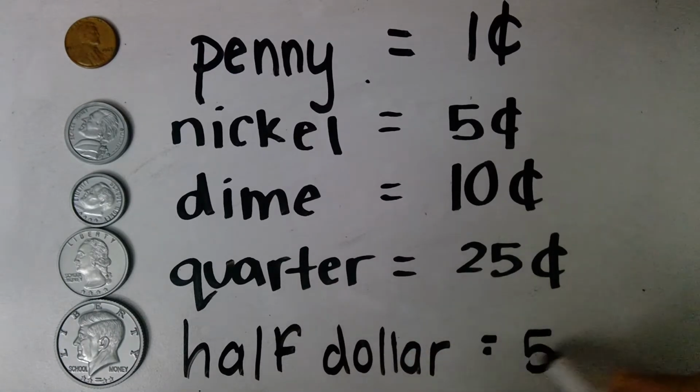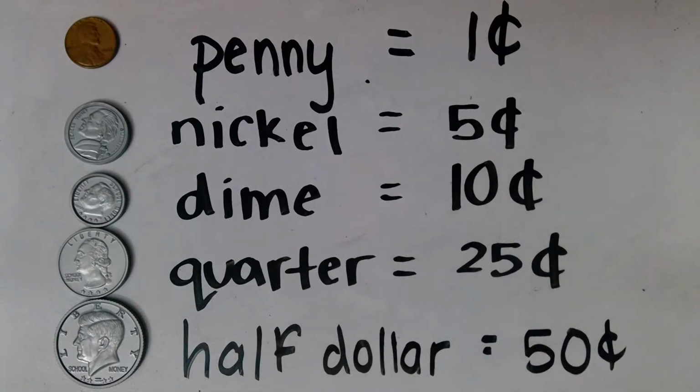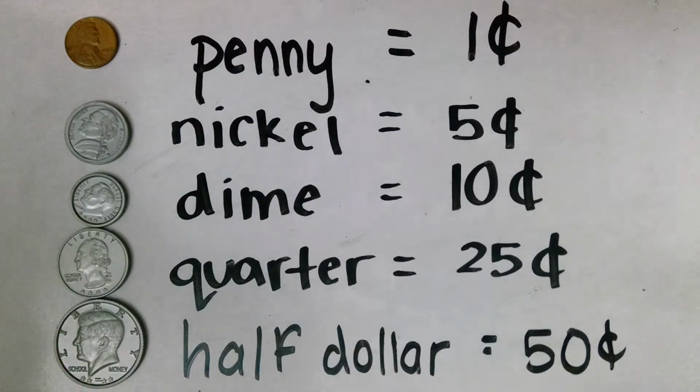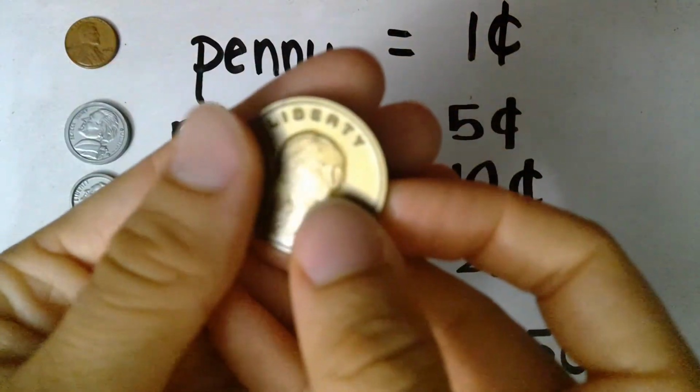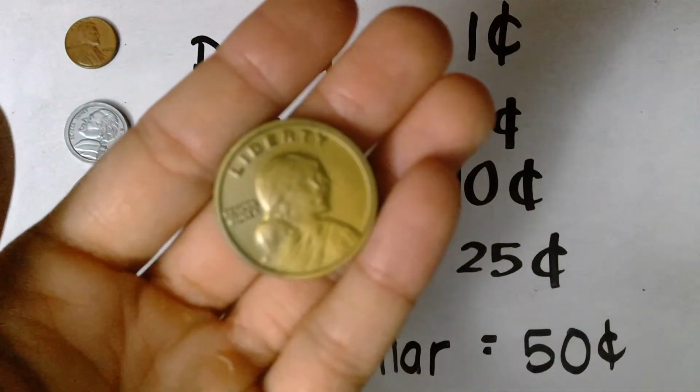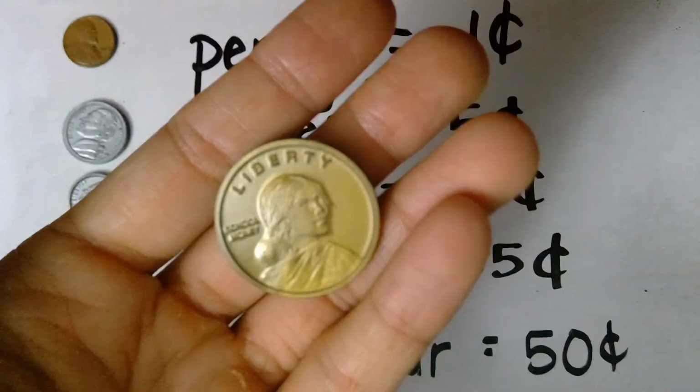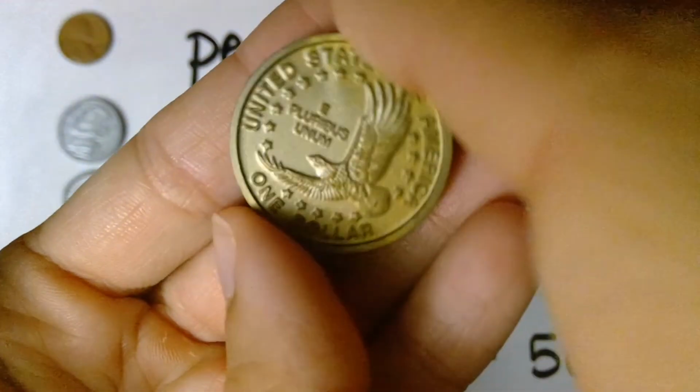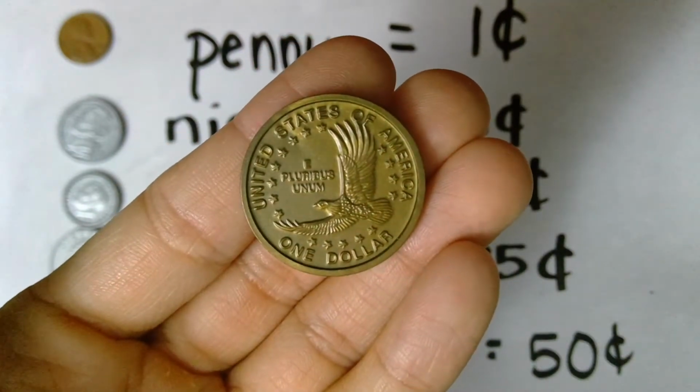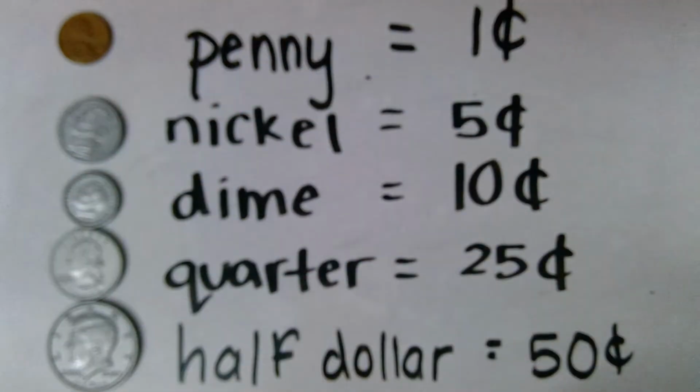A half dollar is worth 50 cents. Now this last coin, I'll actually erase everything to show you because I'm going to show you in two different ways. This last coin is worth $1. So I'm going to show you this. Okay. So this coin is worth $1.